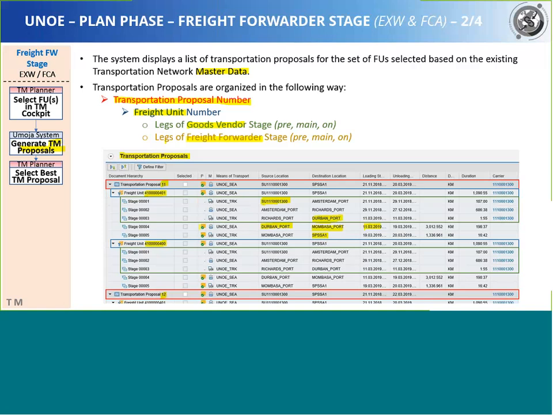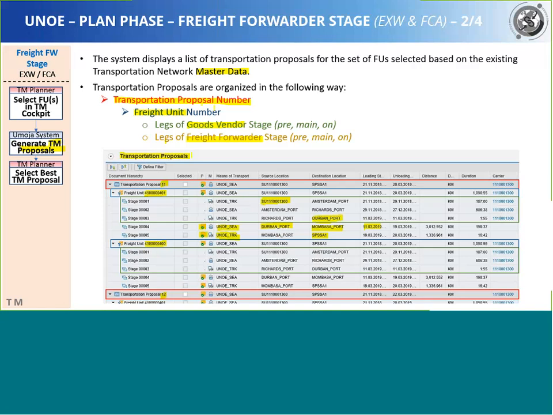So the one that we are currently planning appears with this symbol here, with this paper with the green check mark, and that means that we are currently planning those 2 legs. We can even see the means of transportation for each leg. The first leg between Durban and Mombasa is going to be sea, and the second one, from Mombasa to AMIS, uses the truck as means of transportation.